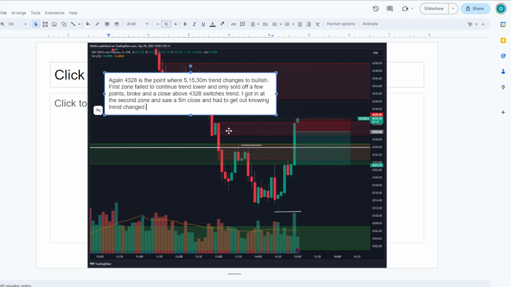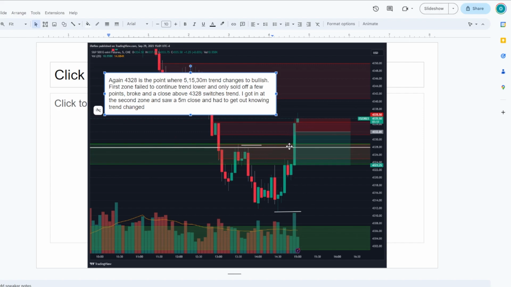We tapped it, it didn't. So what happened? We took out supply, which we didn't take out supply at the time. What I wanted to see was this zone get run, a wick push up here, and then hurry up and flip and close all the way back below this zone. Crazy, right? Crazy that I was even thinking that.